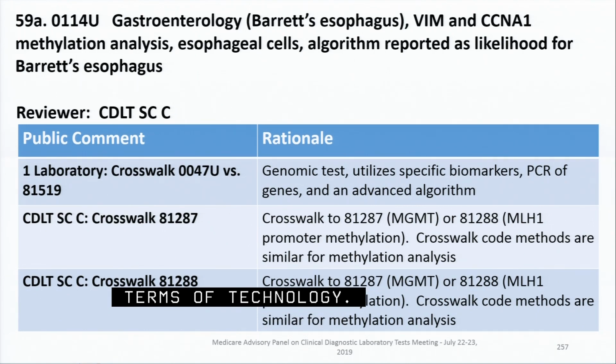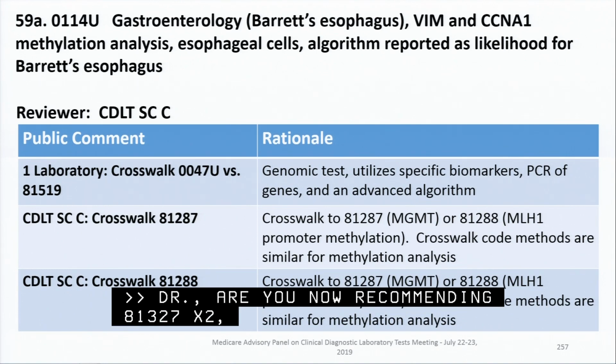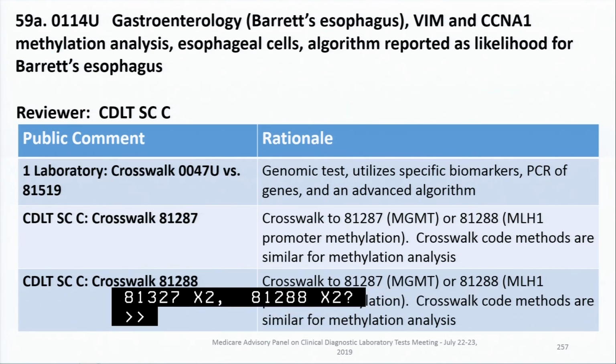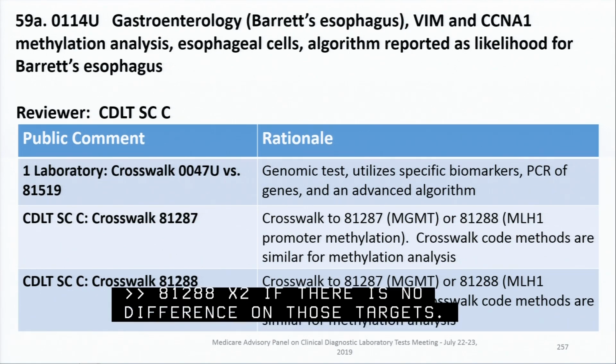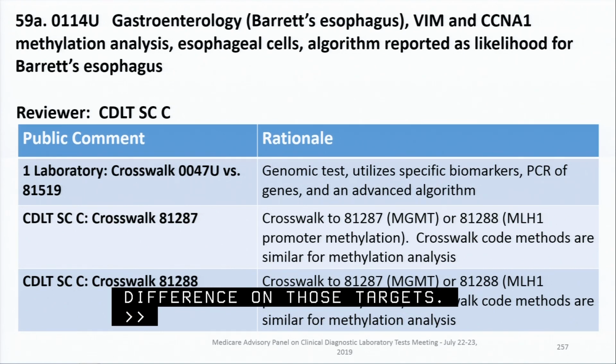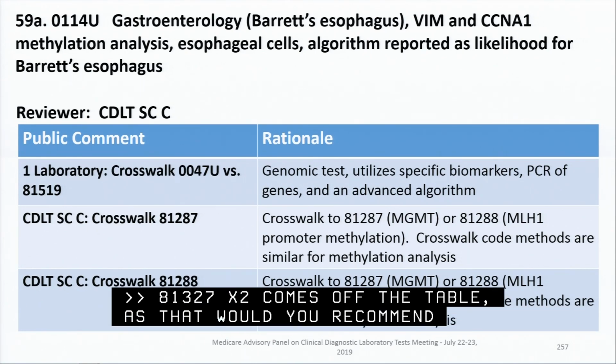Okay, so Dr. Schoonmaker, are you now recommending 81327 times 2, 81288 times 2? With the 81288 times 2, if there's no difference in really the complexity of methylation analysis on those targets. So the 81327 times 2 comes off the table? Is that what you would recommend to your colleagues to consider? Yes, if my colleagues agree, that's reasonable.